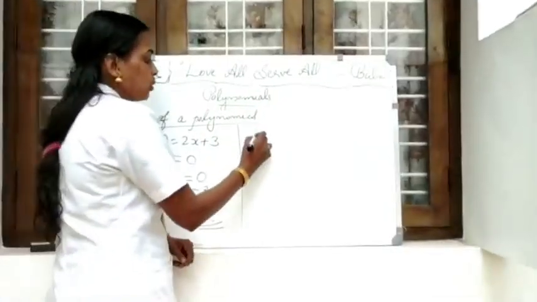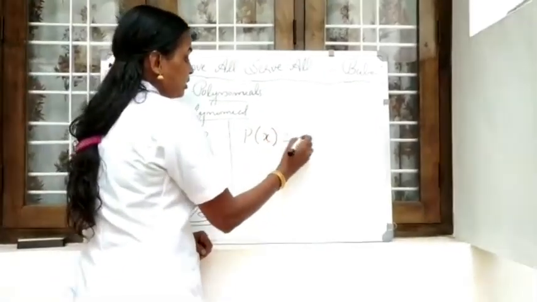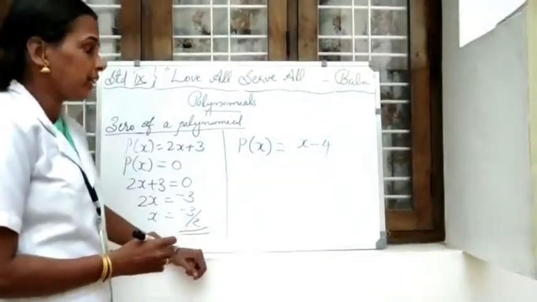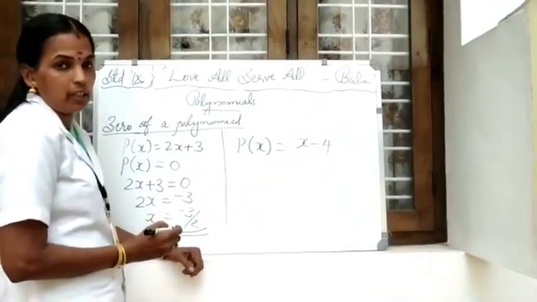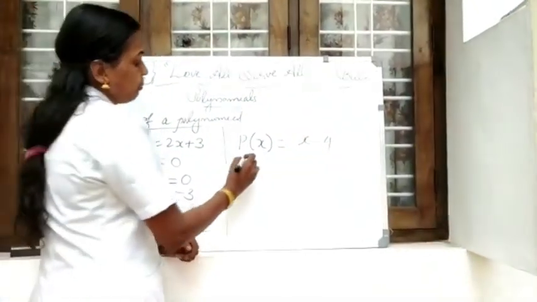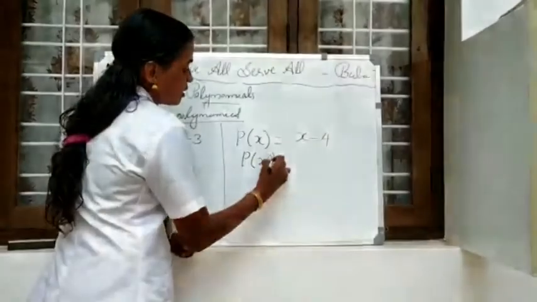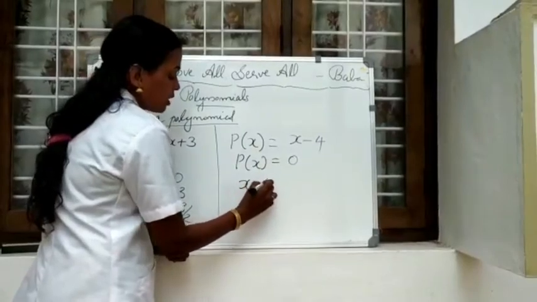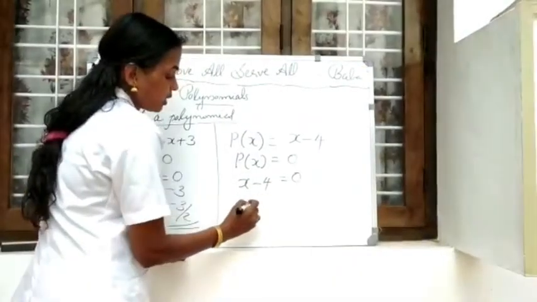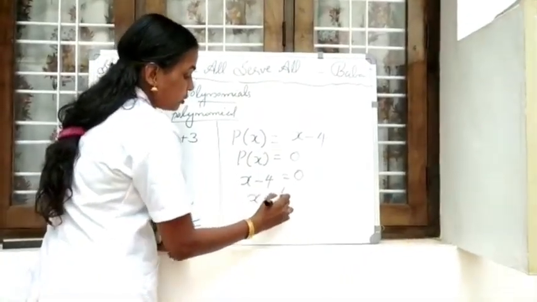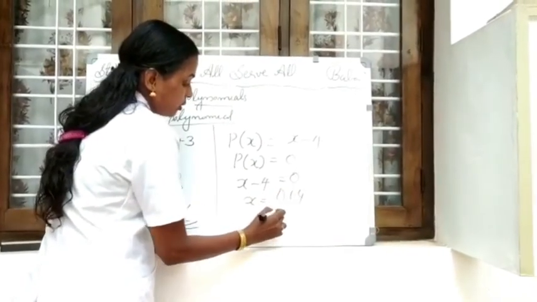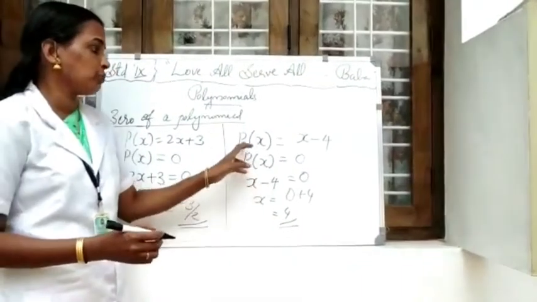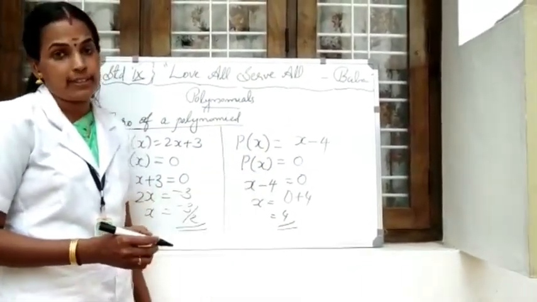P of x equal to x minus 4. Suppose we have to find the 0 of the polynomial. For zeros, P of x equal to 0. Here P of x is x minus 4. So x minus 4 equal to 0 or x equal to 0 plus 4 equal to 4. That means 4 is the 0 of the polynomial P of x.